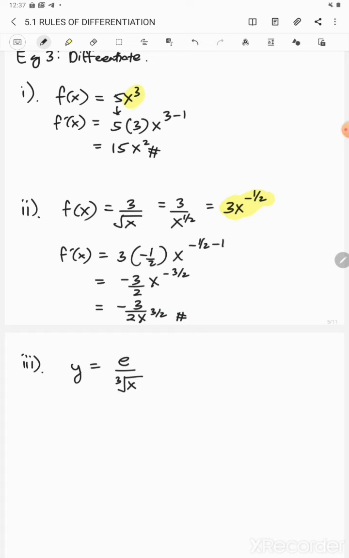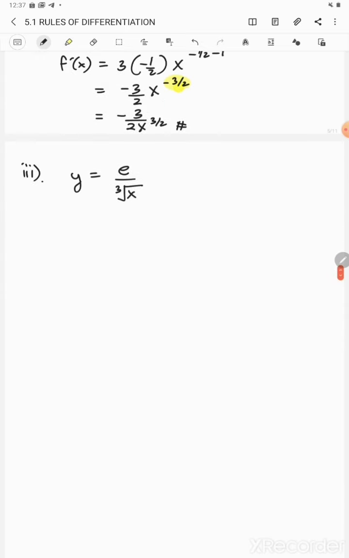Alright, so I hope you understand, because now we have here negative. You see negative, you just bring it down, it becomes positive. Okay, last example for this.